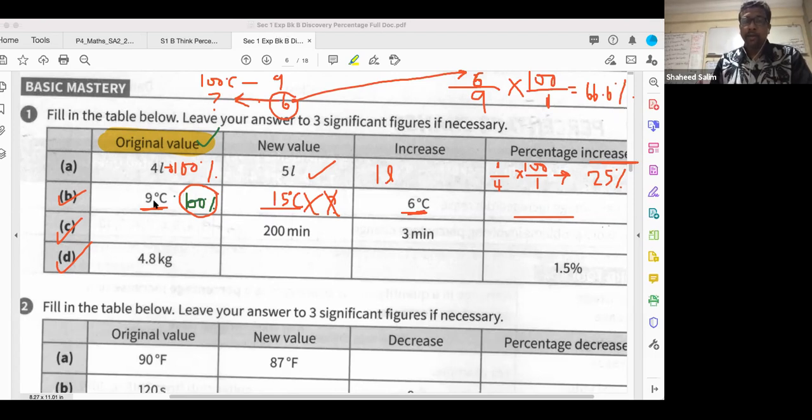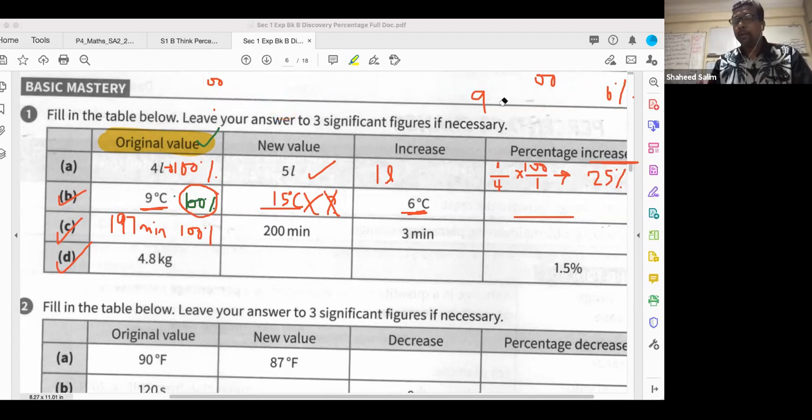So you write 197 here. So 100% is 197 minutes. Remember, this is 100%, you know. And then what? And then you do this ratio thing all over again. Do the same thing. Okay.